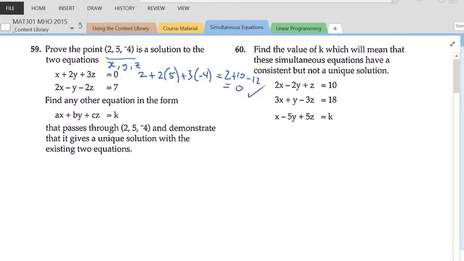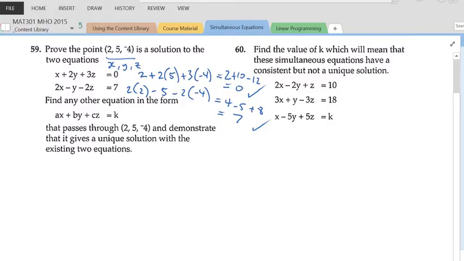Okay, and the other one, 2 times 2 minus 5 minus 2 times minus 4. Okay, so we're going to have 4 minus 5 minus minus is plus 8. And so that's going to give us 7. So it works out as well. So that's the first bit.